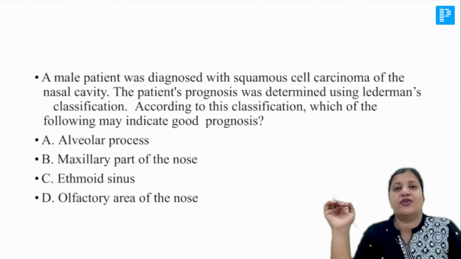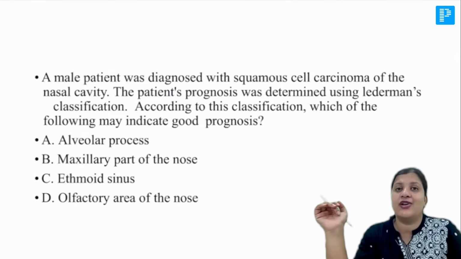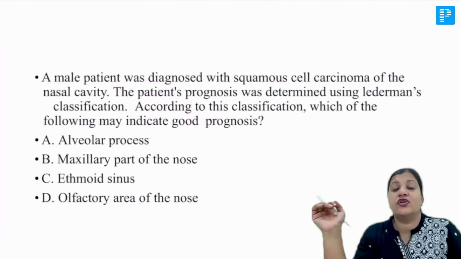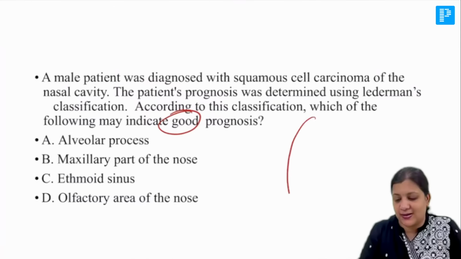A male patient was diagnosed with maxillary sinus carcinoma of the nasal cavity, and the patient's prognosis was determined using Lederman's classification. According to this classification, which of the following may indicate a good prognosis? Alveolar process, maxillary part of the nose, ethmoid sinus, olfactory area of the nose. So you have to tell me which one will give you a good prognosis.